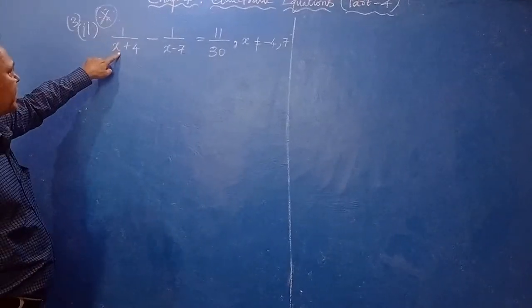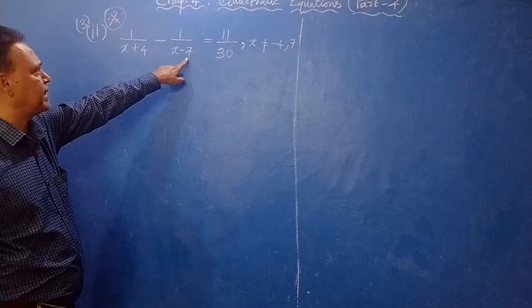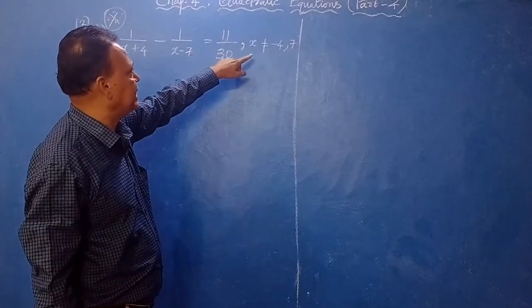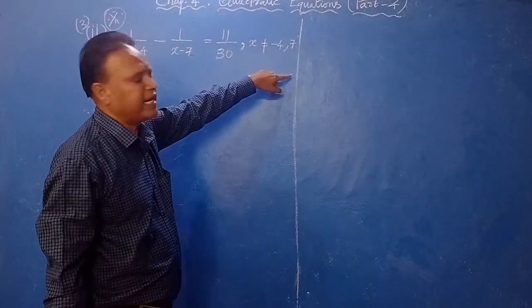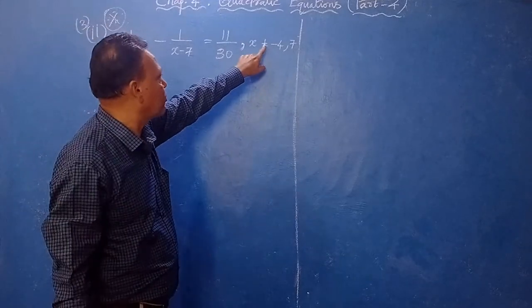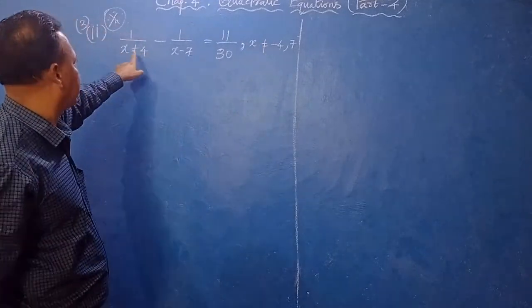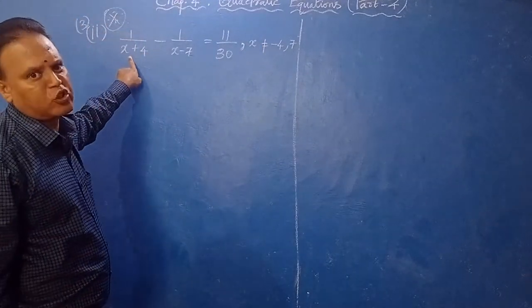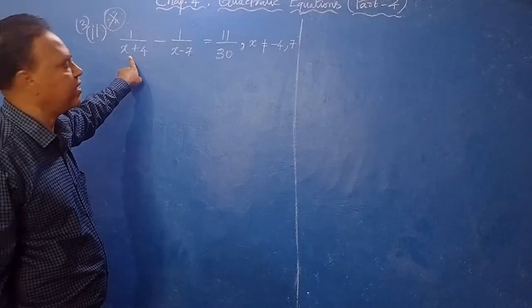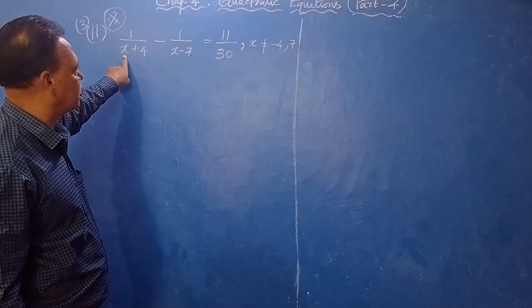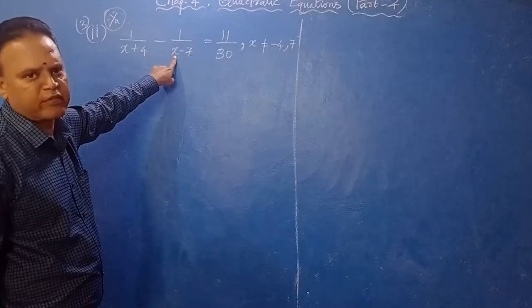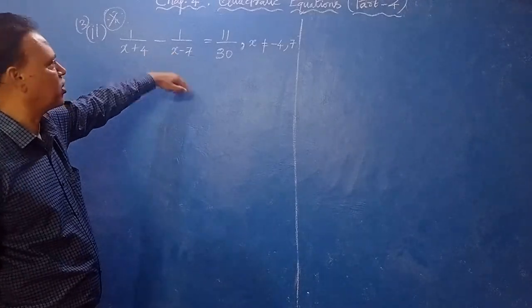See, 1 by (x plus 4) minus 1 by (x minus 7) equal to 11 by 30, and x is not equal to minus 4, 7. So, x is minus 4 means what will happen? Division by 0 is not defined. Here you will get 0, na? That is division by 0, not defined. Same way here also, 7 minus 7, 0. So, division by 0 not defined.